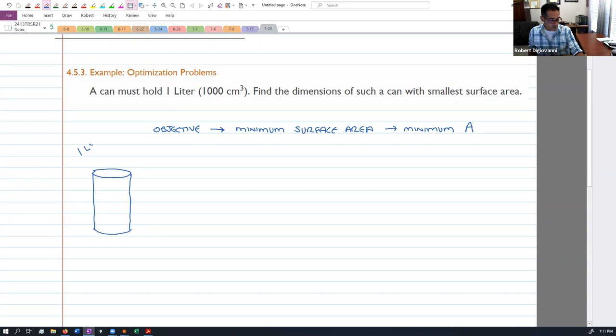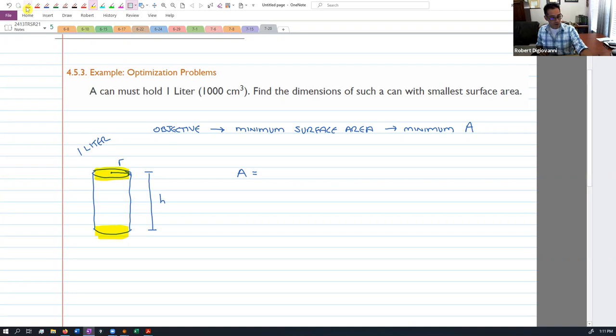That can is going to have some height to it, and some radius R to it, right? What is the area of that can? We have a circle on the top, the top of the can. We have a circle on the bottom, which is the bottom of the can. Each of those has what area?